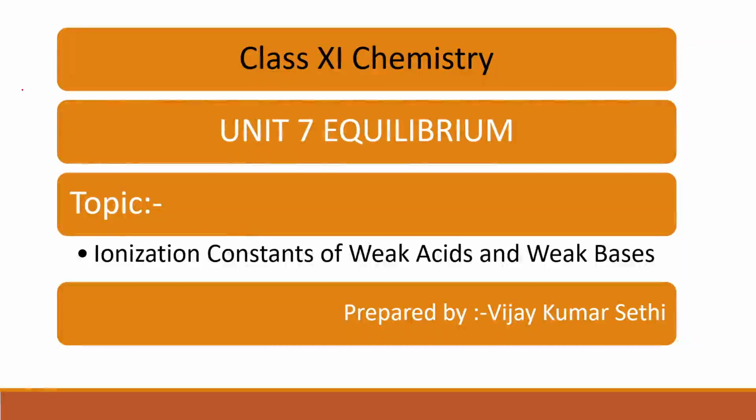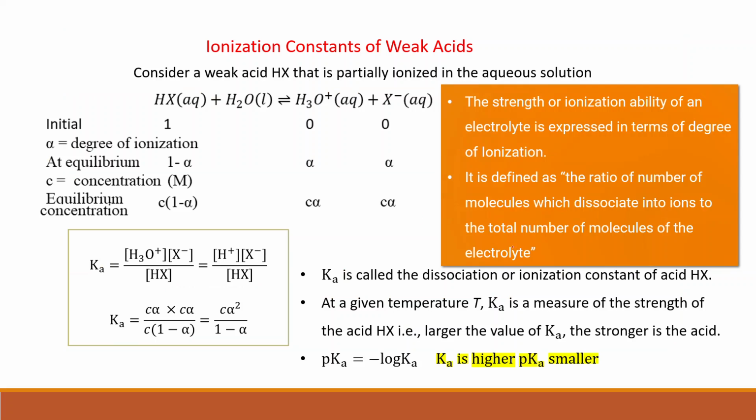Class 11th Chemistry, Unit 7 Equilibrium, and in this video we are going to discuss ionization constants of weak acids and weak bases. First of all, ionization constants of weak acids. Consider a weak acid HX that is partially ionized in the aqueous solution, and this ionization can be represented by this equation: HX, when dissolved in water, will form H3O+ and X-.